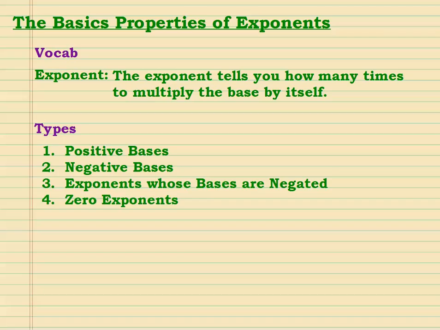Alright, so here's the basics. We're going to pause this. You guys are going to write this down. Basically, an exponent tells you how many times to multiply the base by itself. And you're going to have four different types of exponent examples today: positive bases, negative bases, exponents whose bases are negated, and zero exponents.